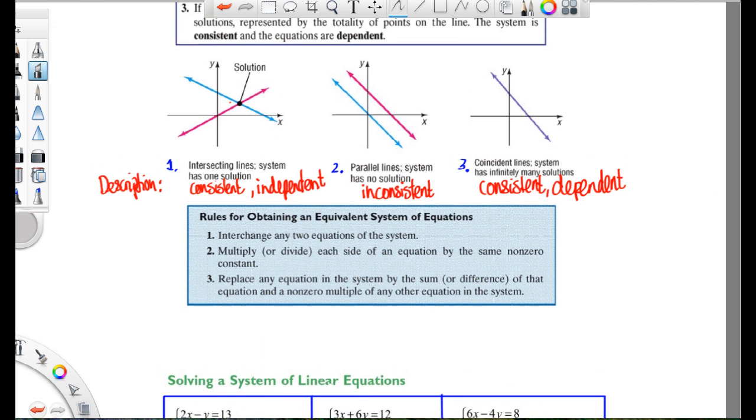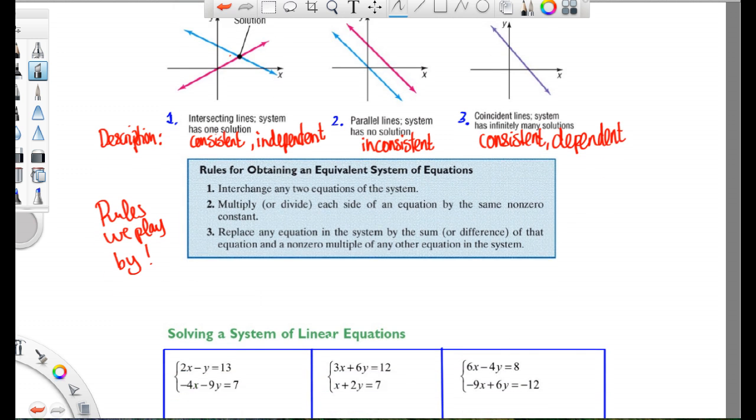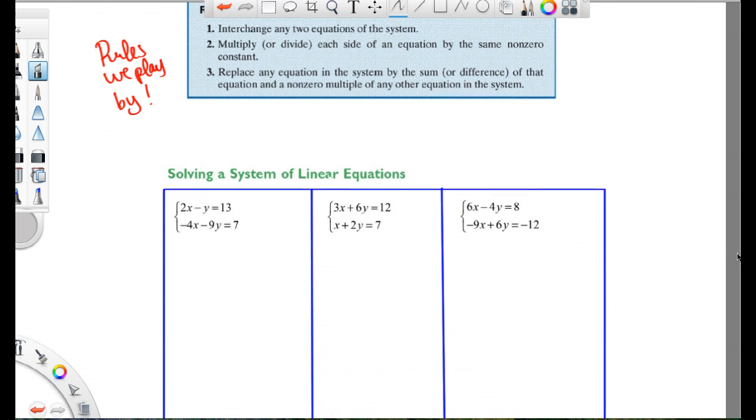Alright, what we have over here then are the rules for obtaining an equivalent system of equations. So basically these are the rules that we play by. And with play by, I mean these are the kinds of things that we can do to solve a system algebraically. So we can interchange, so you can change the order in which you list things, you can multiply or divide all of the parts, and you can add or subtract. And that's what is given to us there.